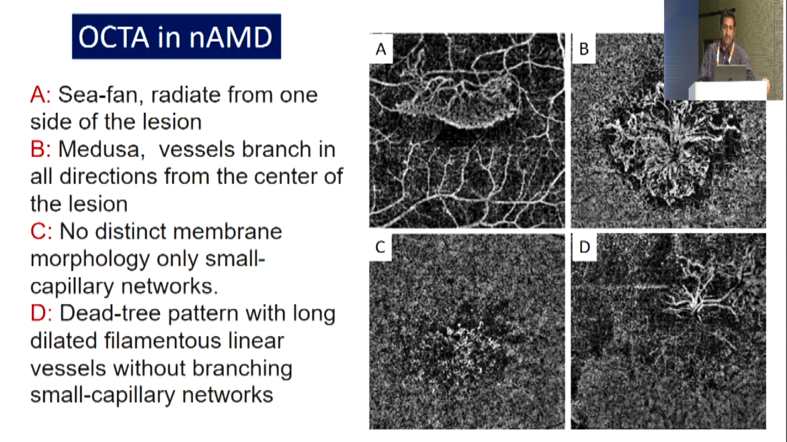Similarly, in AMD also various patterns are recognized. There's a sea-fan pattern. It sort of radiates from one side of the lesion, and there's a Medusa pattern. The vessels branch in all directions from the center of the lesion. And here there's no distinct morphology of the membrane, but you see small capillaries, and this is the dead tree trunk pattern. So all these patterns can be picked up on the OCTA.